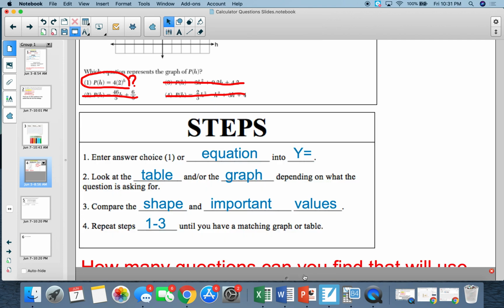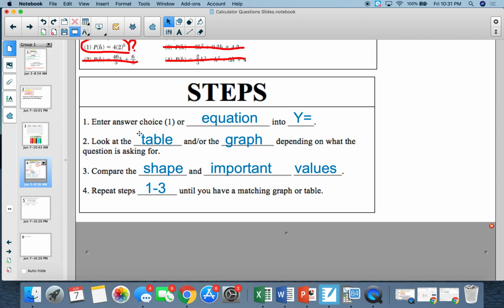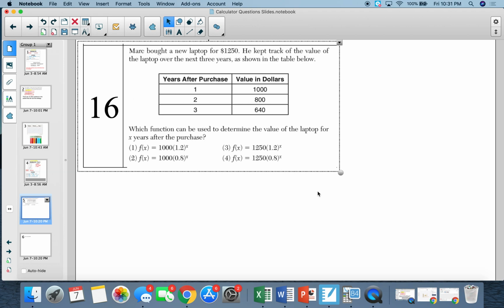Here are the steps. First, enter answer choice 1 into your equation, or y equals. Look at the table or ignore the graph depending on what the question is asking for. Compare the shape and important values, and then make sure you repeat the steps for all the other answer choices. Okay, let's take a look at question 16 in your packet. It says Mark bought a new laptop for $1,250. He kept track of the value of the laptop over the next 3 years as shown in the table below. Which function can be used to determine the value of the laptop for x years after the purchase?